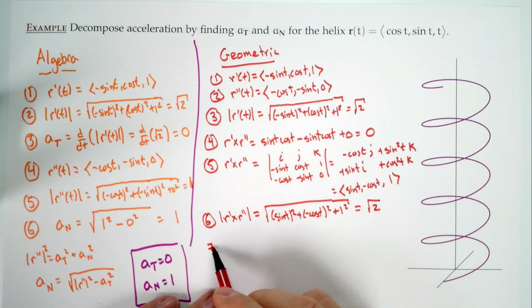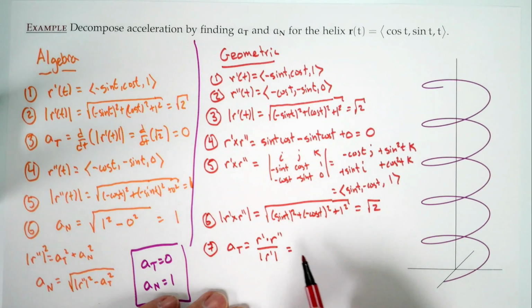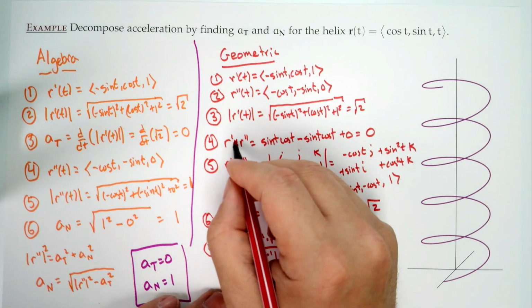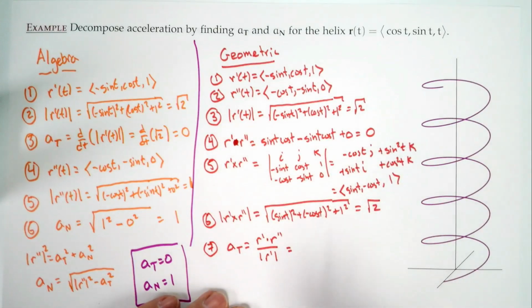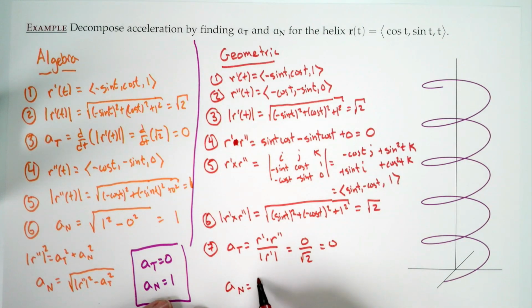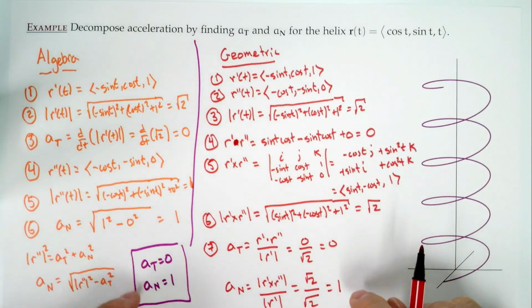And the last thing is to write down the answers. So a sub t is r prime dot r double prime over magnitude of r prime. We read off the dot product, and whoops, I put cross product when I should put dot. That's a dot, you can see it right there. So that was 0 over root 2, which is 0. And a sub n, which is the magnitude of r prime cross r double prime over the magnitude of r prime, is root 2 from here, divided by root 2 from there, which is 1. So we get a sub t equals 0 and a sub n equals 1.